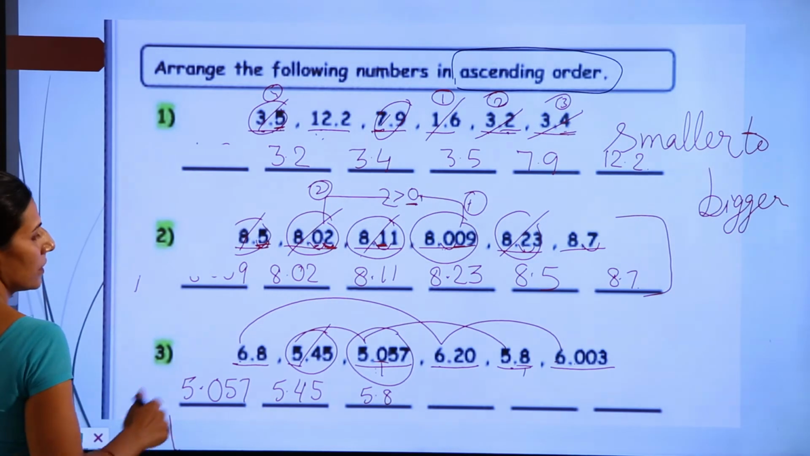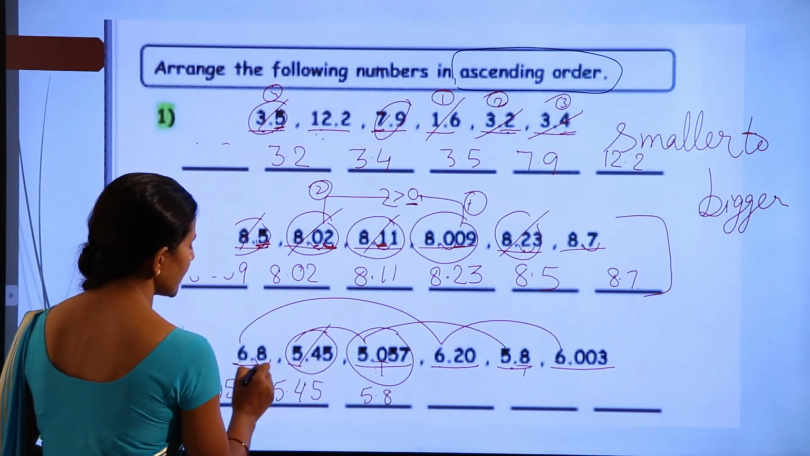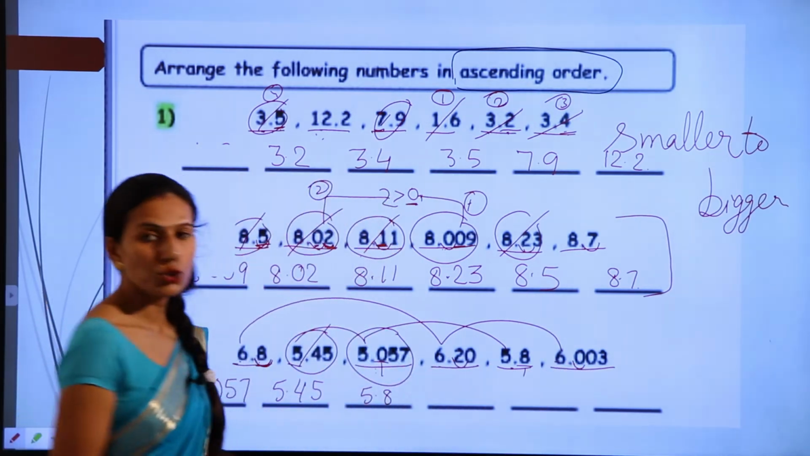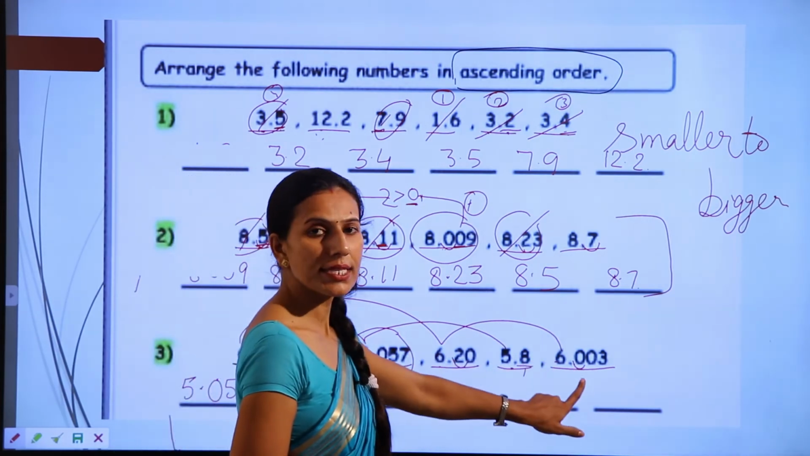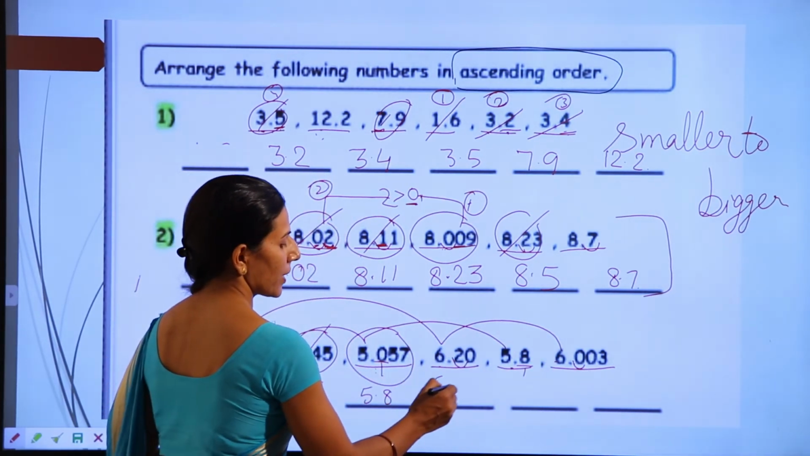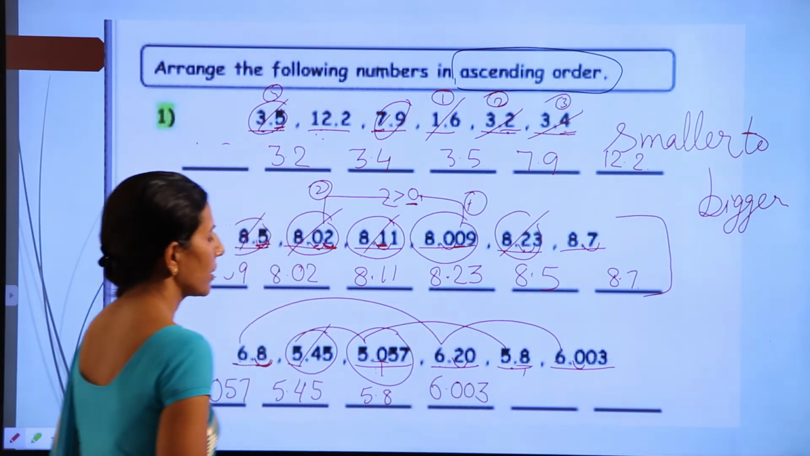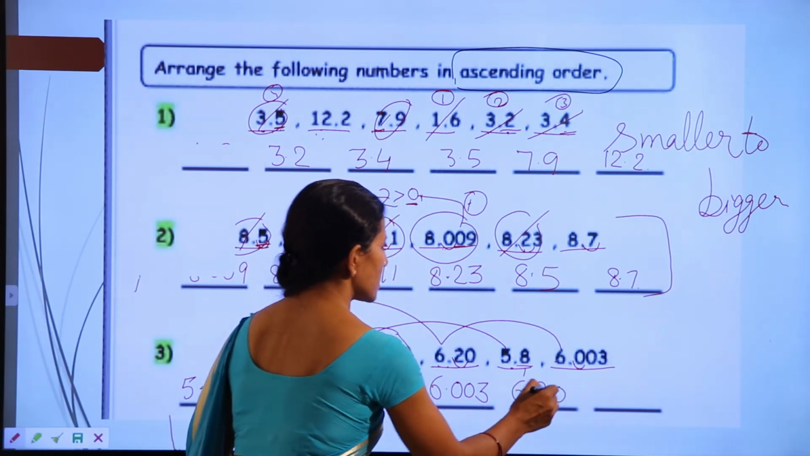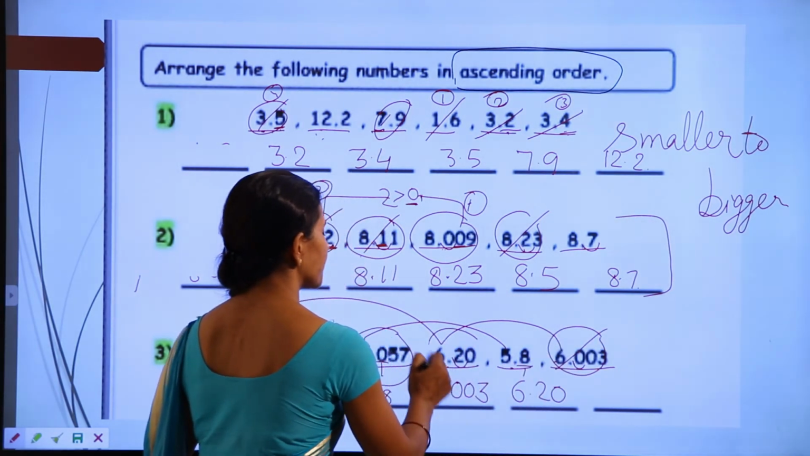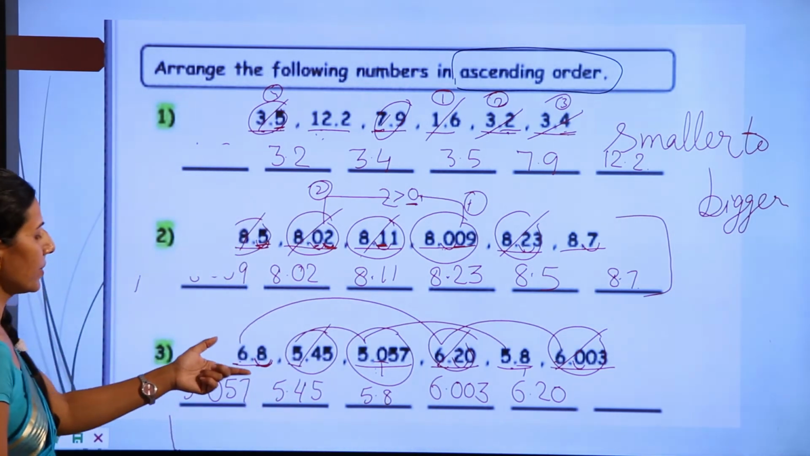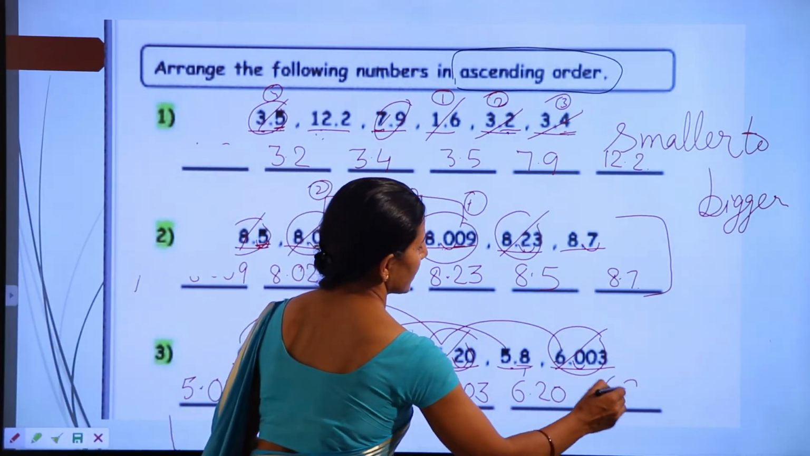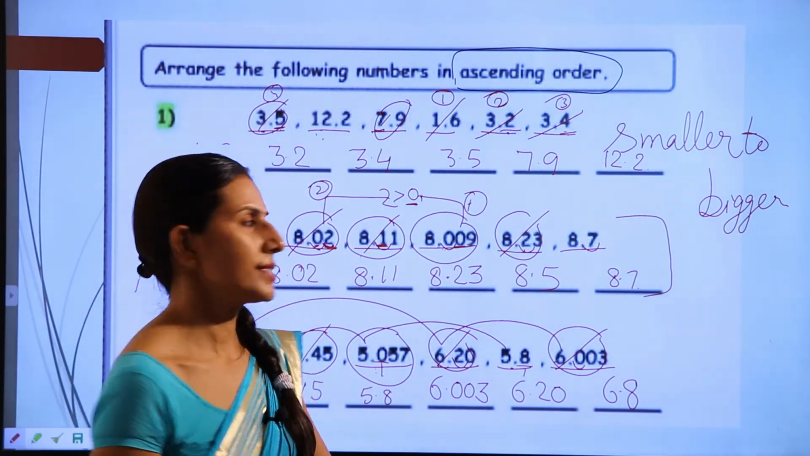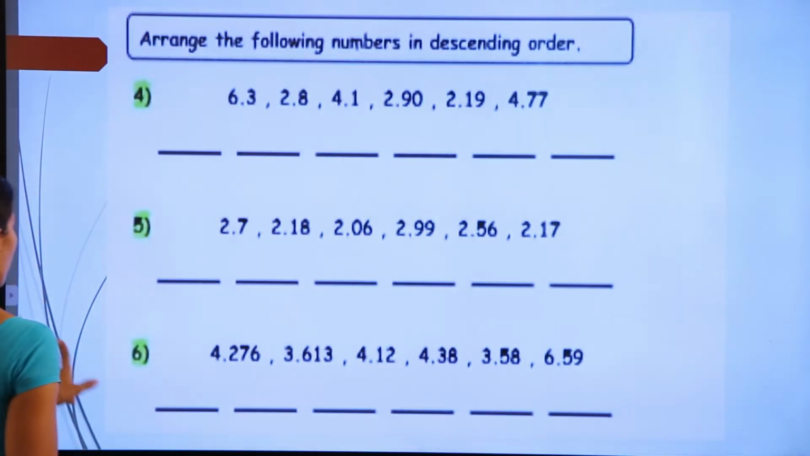We will check the next place, means tens place. On the tens place we have 8, 2 and 0. So which one is smallest? 0 is the smallest. So we write 6.003. Okay. The next is 2. So we write 6.20. Right. And the last number left is 6.8. So see how we arrange these numbers from smaller to bigger, as ascending order. Okay.